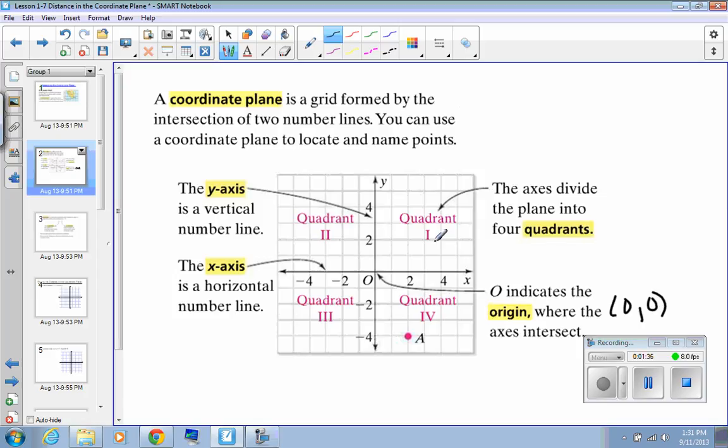This quadrant would be a positive x and a positive y. This quadrant would be a negative x and a positive y. This would be a negative x and a negative y. And this is a positive x and a negative y. And we're going to talk about how we can plot these points.